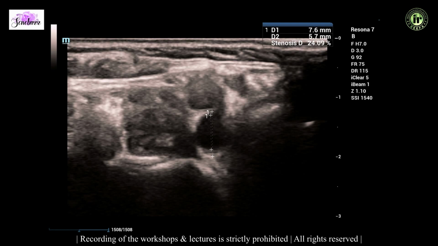So for the diameter reduction, you place a set of calipers on the outer margins of the wall and another set of calipers on the inner margins of the wall. If you have a plaque, on the inner margin of the plaque, and the machine will give you the diameter reduction there, which is approximately 24%.